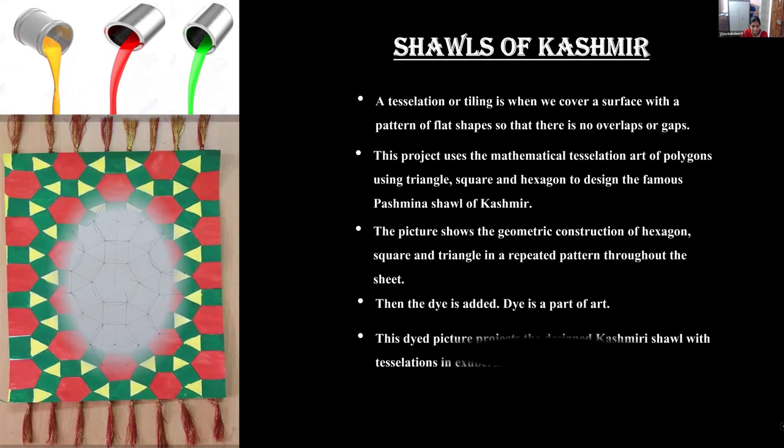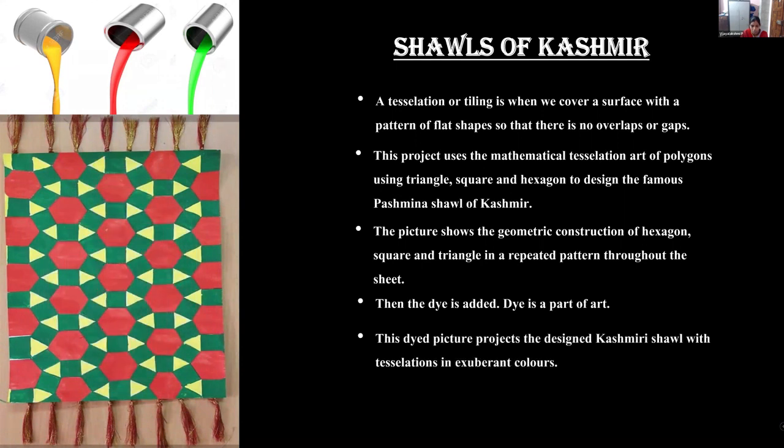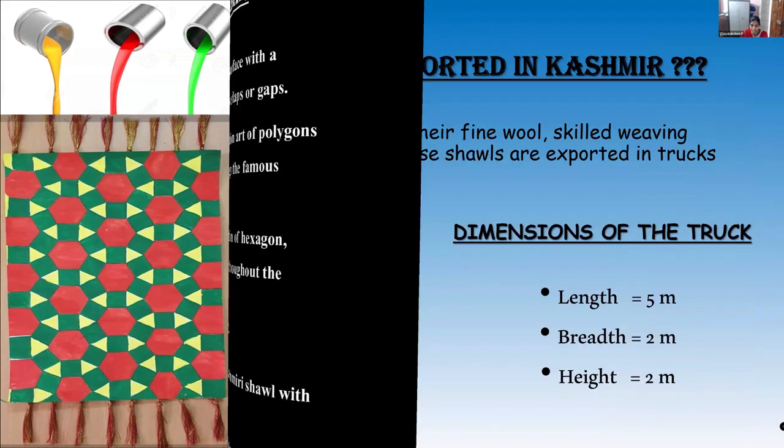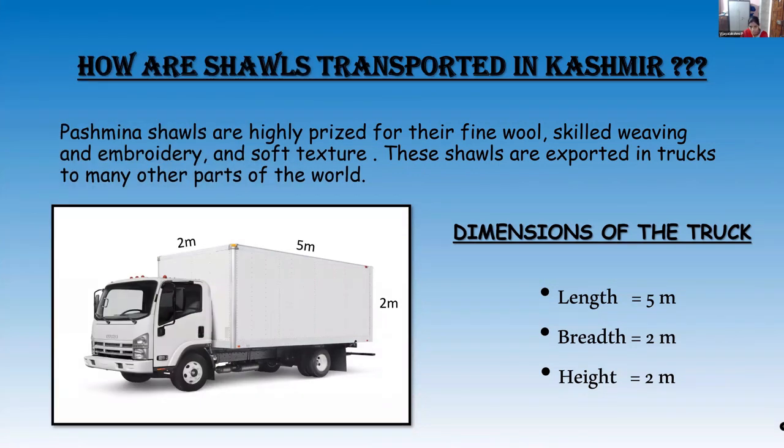And they are mixing the dye in there, so a beautiful shawl has come. Here they use a mathematical concept, tessellations. Then the shawls are transported in Kashmir using this van. So how to find the dimensions of the truck and how many shawls they can export using this truck. Like a story form, they have brought it.